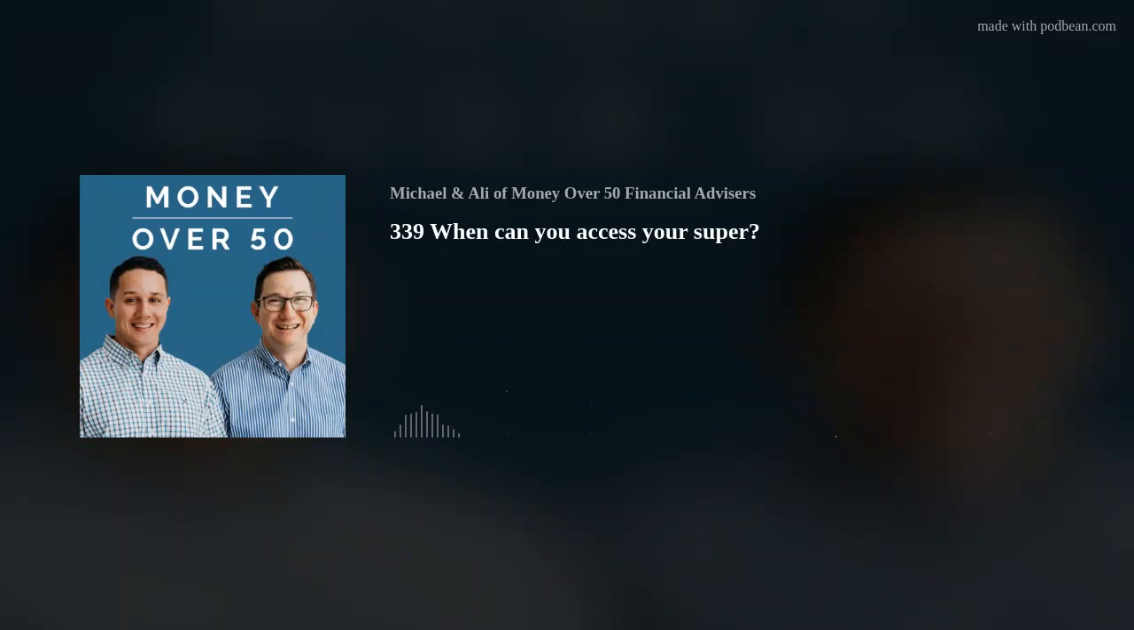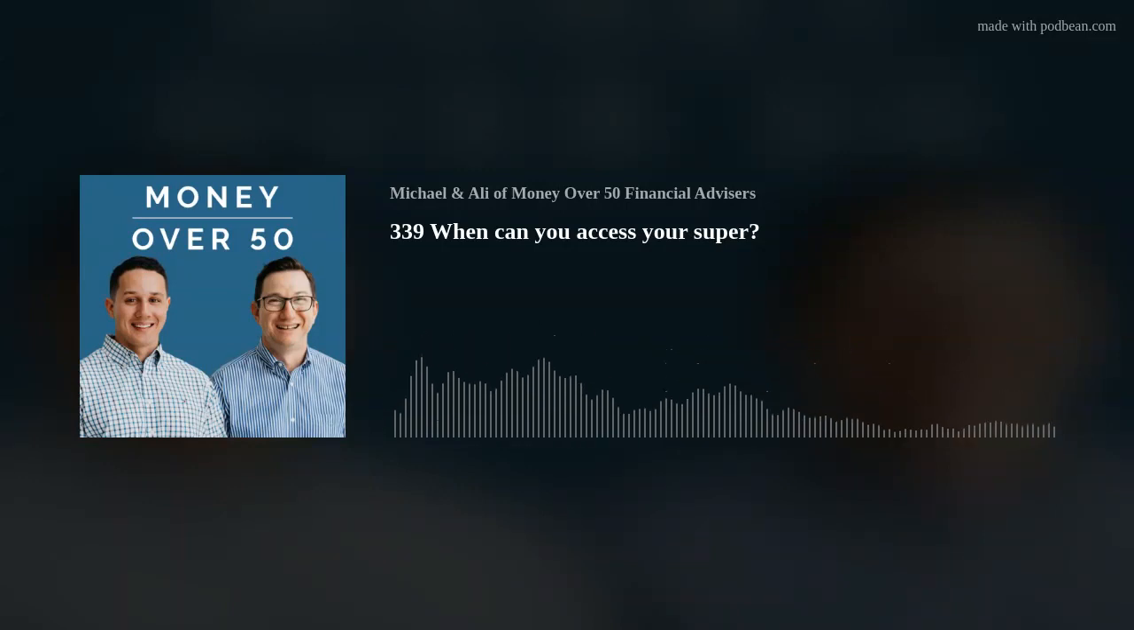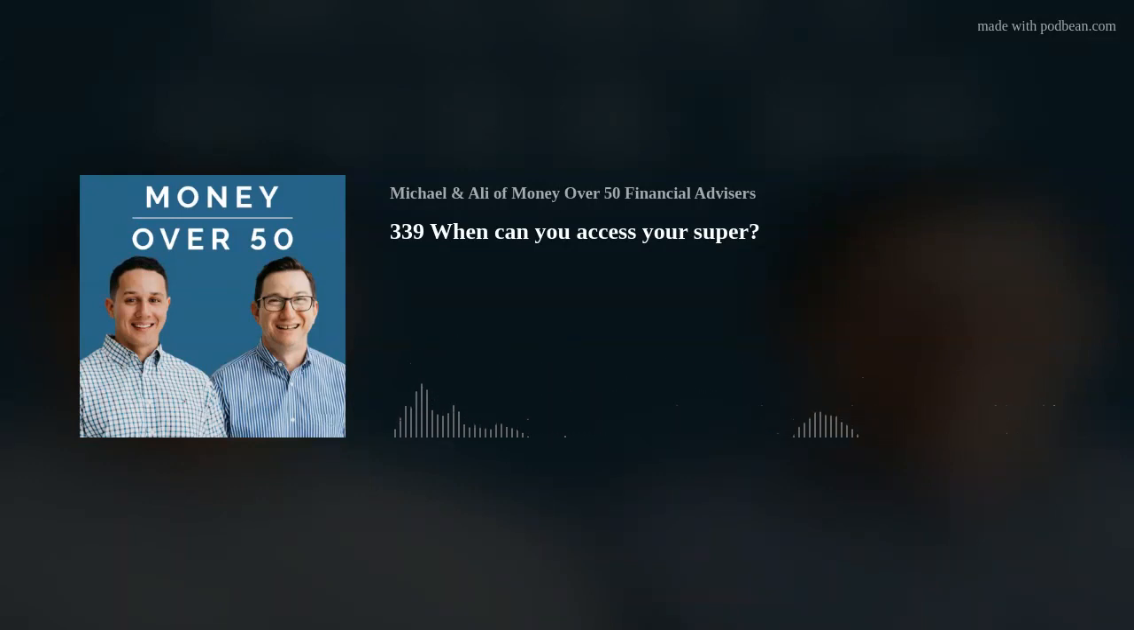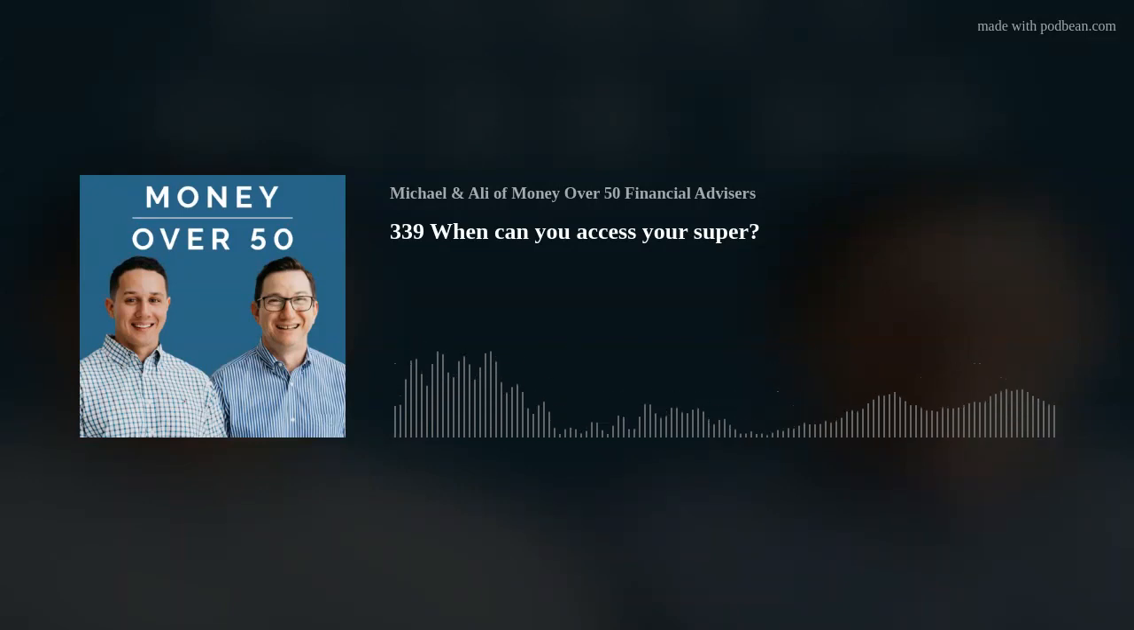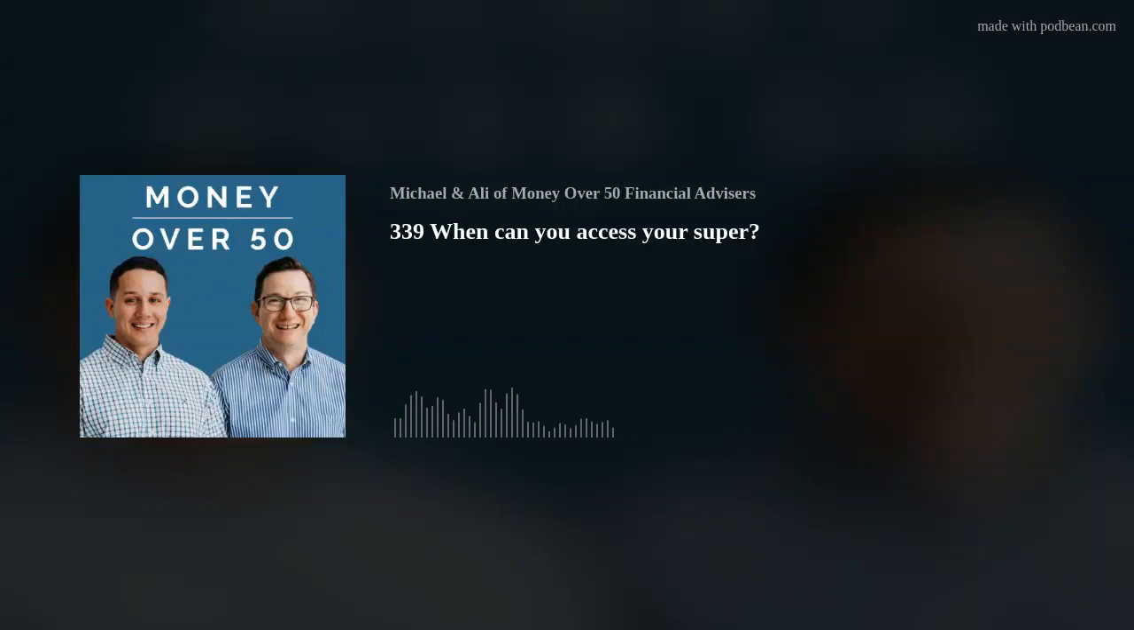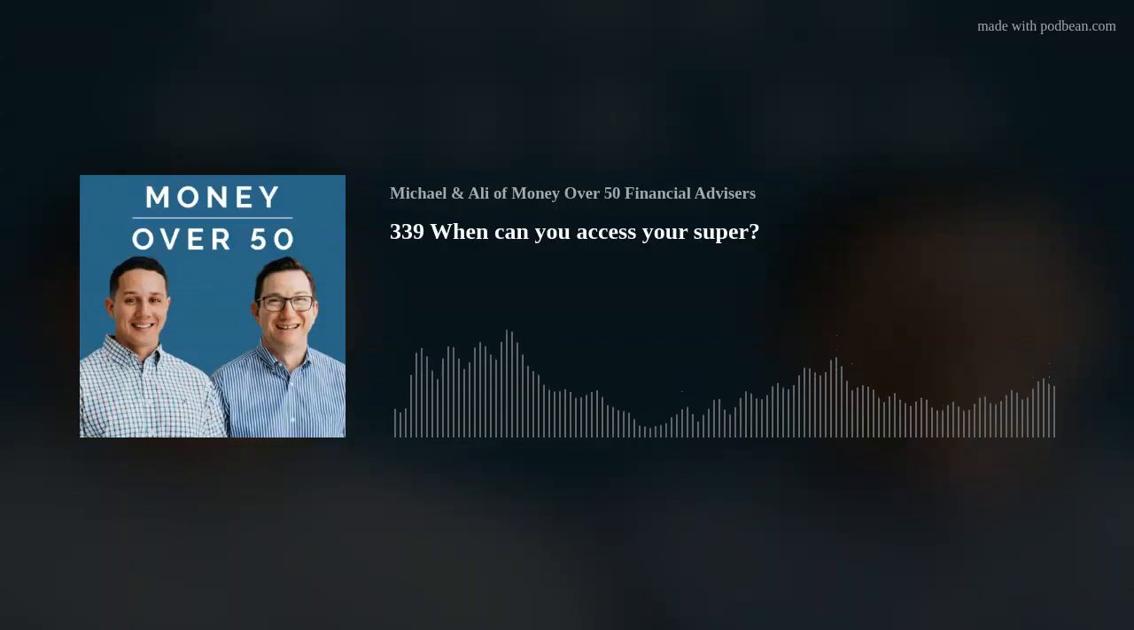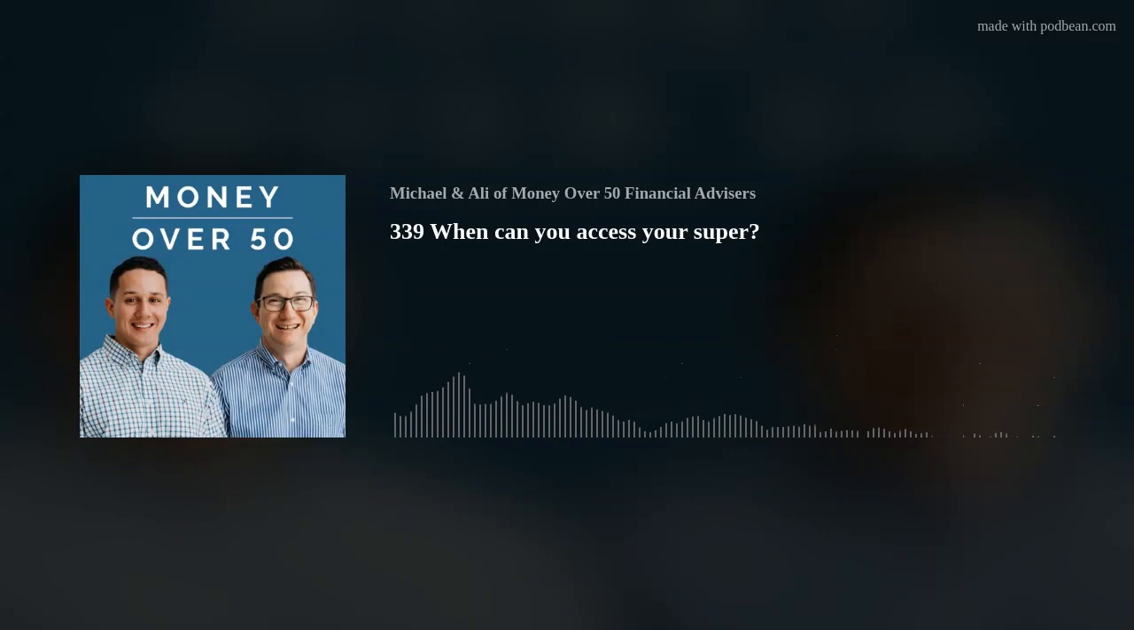Now the other main condition of release, and this is a sort of a blanket rule, this one. So once you reach age 65, you automatically meet that condition of release. So you can access all your super, you can move it into account-based pension, and again get those tax savings on the earnings, and potentially draw a tax-free income as well. So those are the three main ones when it comes to meeting those full conditions of release.